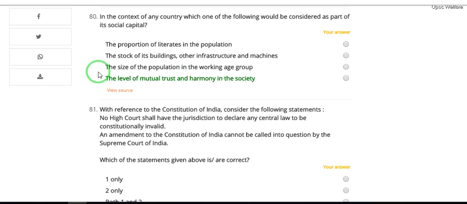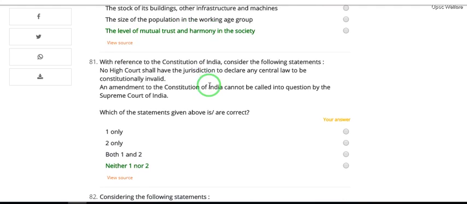So if we go by consensus on this option, definitely it's going to be correct. The level of mutual trust and harmony in the society is reflected as social capital. So it's going to be the answer.